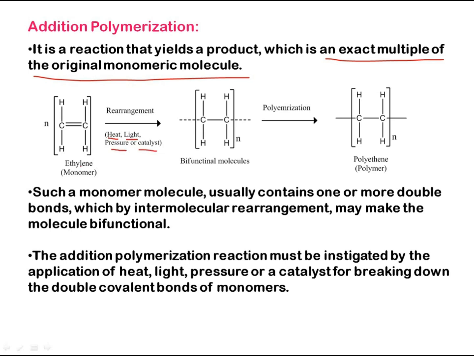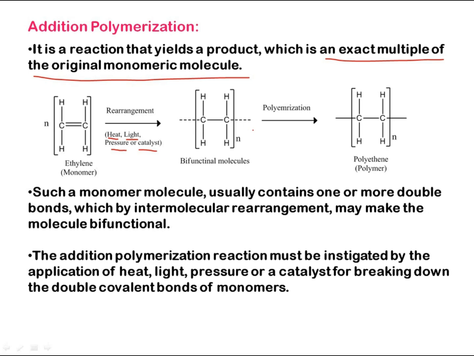Here this is the example, ethylene monomer. Ethylene monomer, on heating or by using any peroxide catalyst, we can break this double bond and it becomes a bifunctional molecule and undergoes polymerization to yield the polyethylene here. So that is the reason the polymer is an exact multiple of the monomeric molecules.